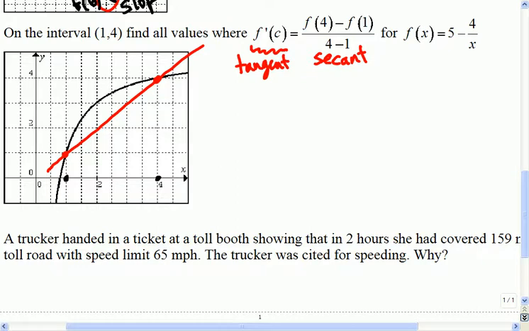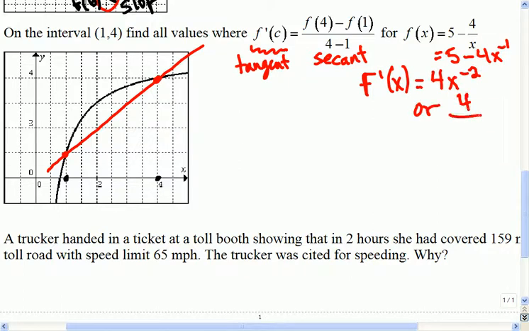So let's find the derivative. I guess I would probably write this as x to the negative 1. So using my power rule, negative 1 comes to the front, it'll become positive 4, x to the negative 2, or 4 over x squared. So I'll use that derivative then. I would like to know, where does this derivative equal the plain old, math 10, math 11 type of slope? So I need to know what is this slope. If I don't know what the slope is, I won't be able to find the tangent.